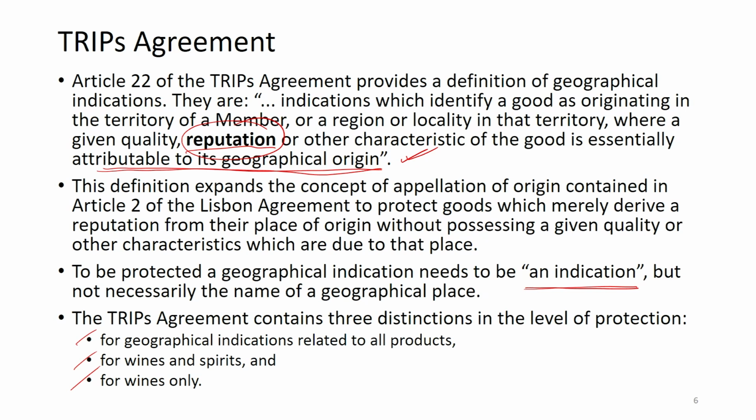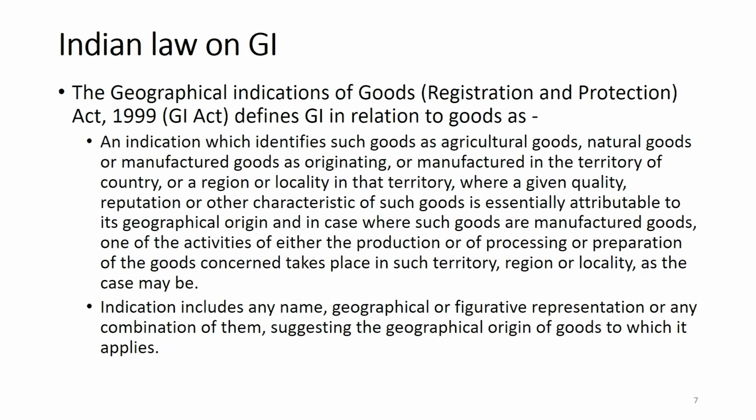With this background, with this international framework, let us see how Indian law on geographical indication is made. The Indian law on protection of geographical indication is called the Geographical Indications of Goods, Registration and Protection Act 1999. I will call it GI Act for convenience. And first thing is the definition given in the GI Act.